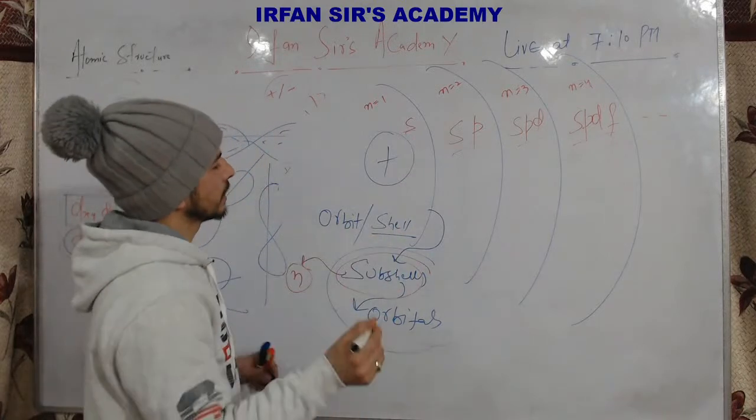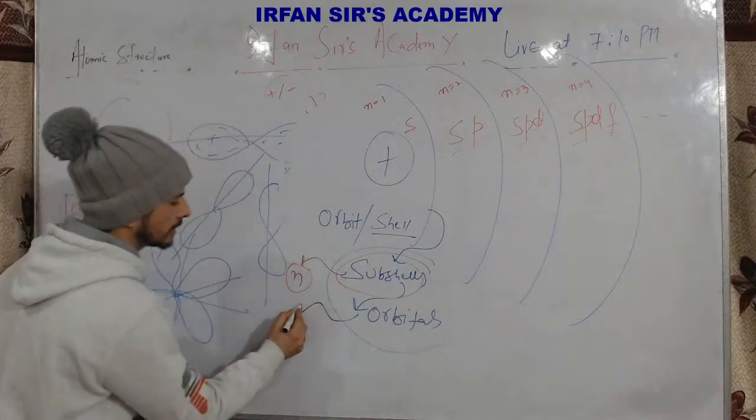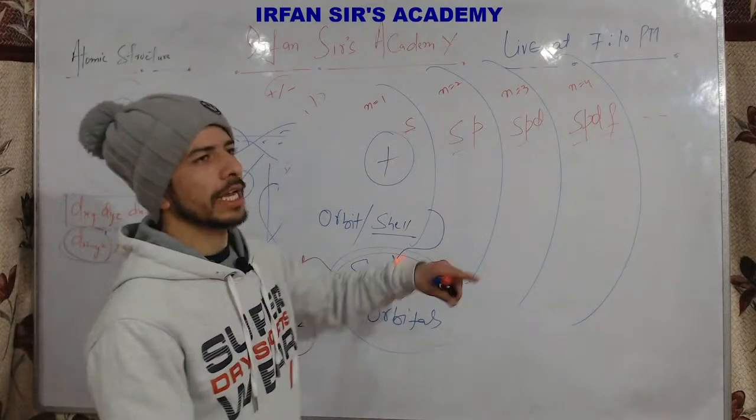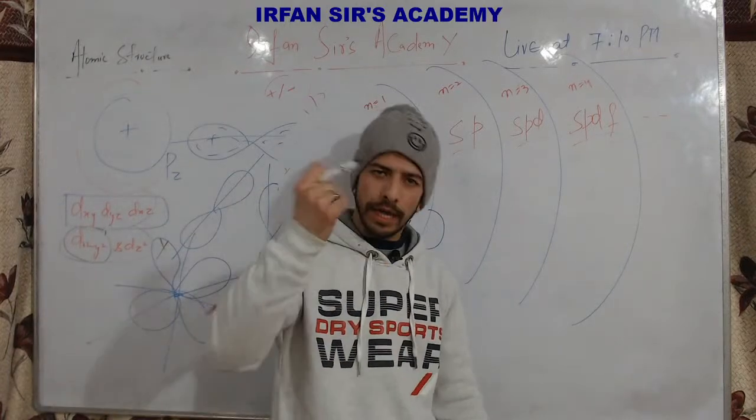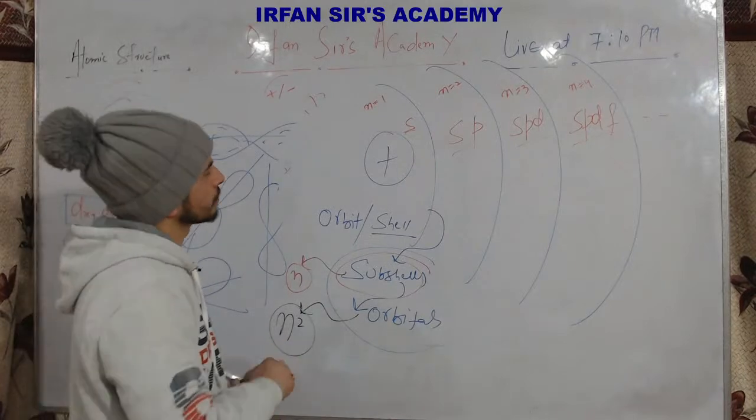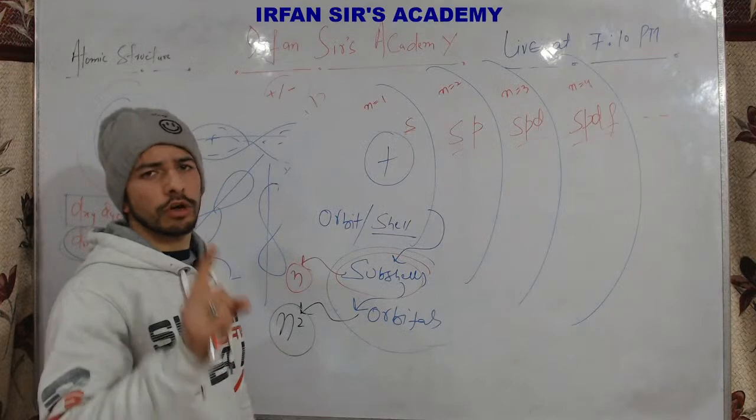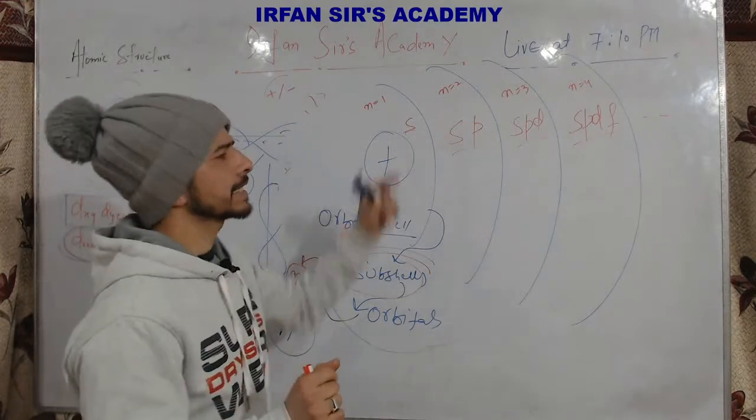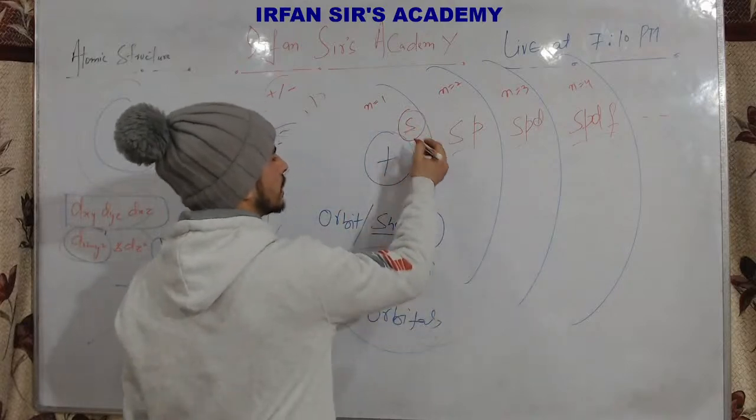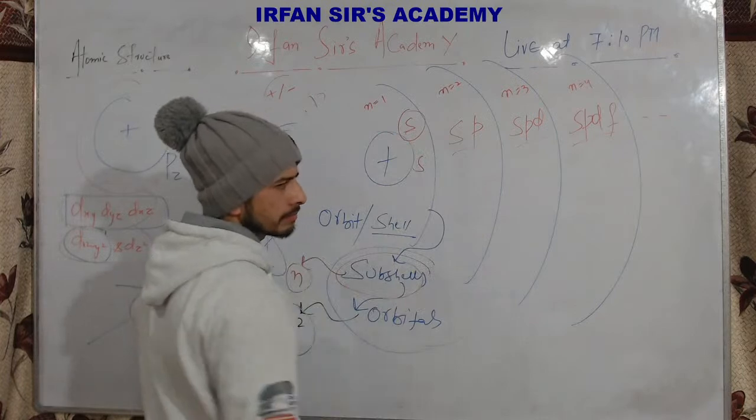Okay. One thing is, how many orbitals are there? Remember that the number of orbitals is nothing but the square of the principal quantum number, the shell number. For example, in the first shell, how many subshells? Only one subshell. How many orbitals? S subshell has only one orbital, so the number of orbitals will be only one, that is the S orbital.